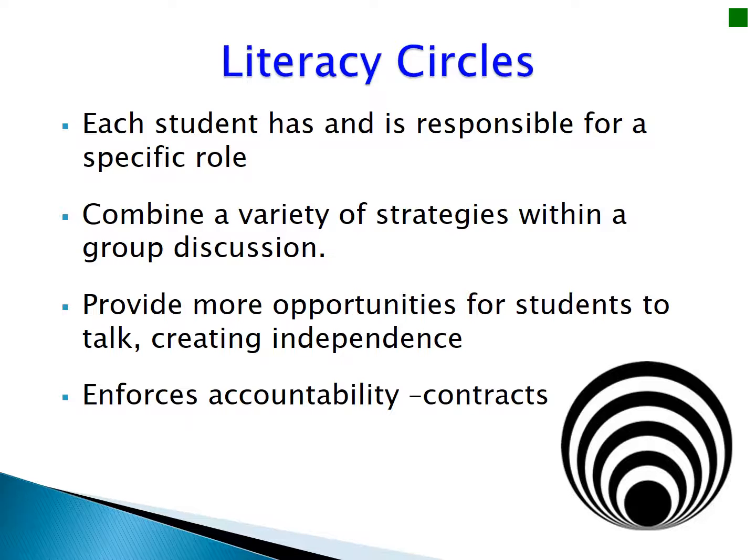By having a student in charge of a role, which are usually different types of strategies, you can have a group discussion that contains the structure that some students need to be able to have a discussion about the text that stays on focus and encourages comprehension strategy use. You provide more opportunities for students to talk, which creates independence when you use literacy circles. And I always used accountability contracts for literacy circles and assigned points for those contracts. I have an example of one that you can see on another slide.